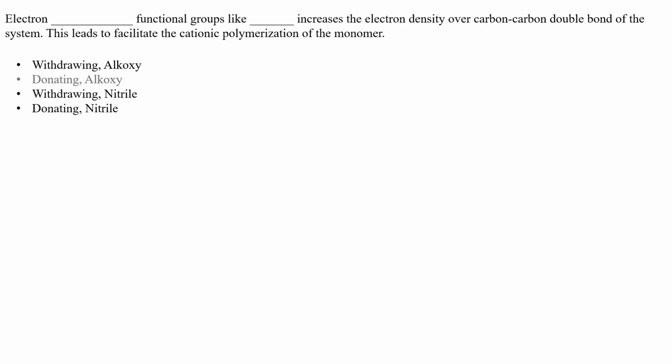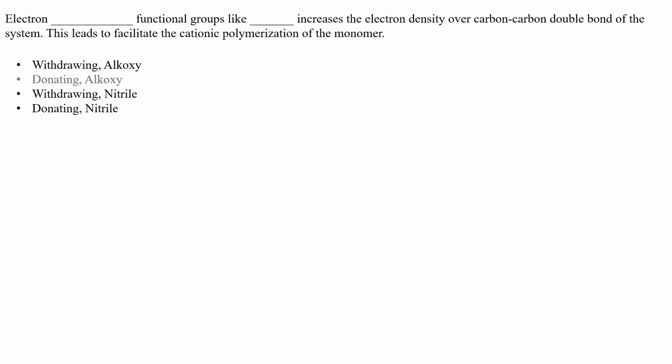Electron donating functional groups like these increase the electron density over the carbon double bond of the system. This leads to facilitating the cationic polymerization of the monomer. Now, in the previous question itself, we have already understood that among the four options, nitrile groups are contributing to the cationic polymerization process.